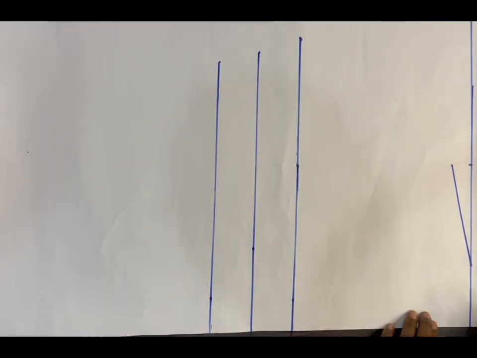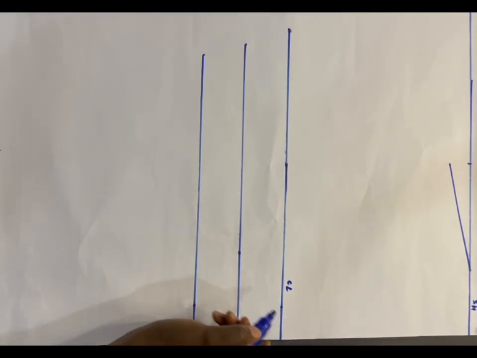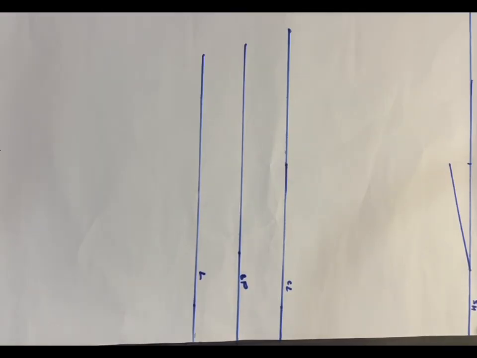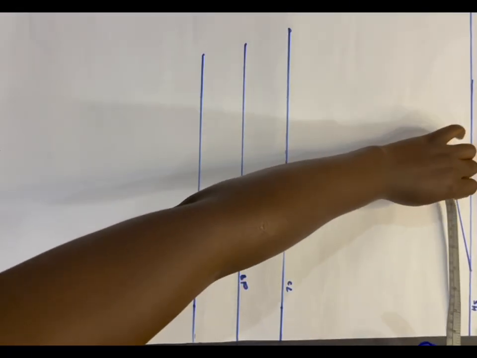What I'm doing next is labeling the points. I labeled my shoulder line, my chest line, my bust point, and the length of my cape. Next, I'm going to transfer my shoulder measurement divided by 2 to my chest line, and then I'll mark that point.